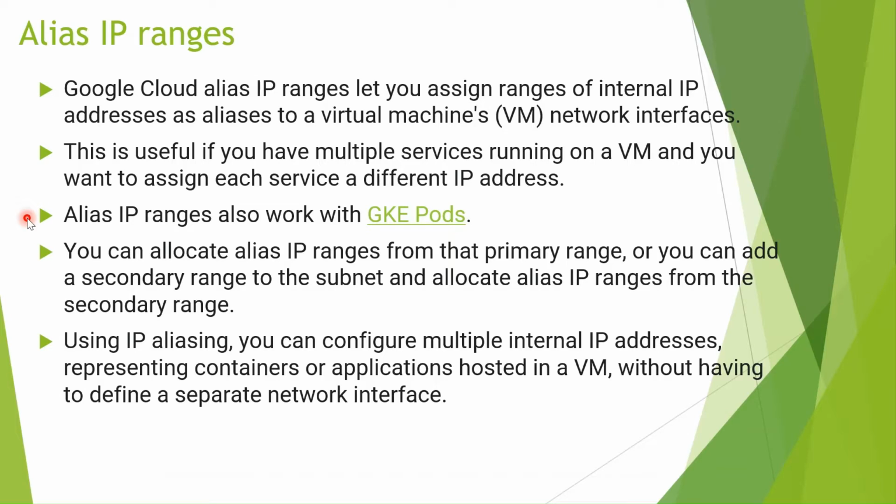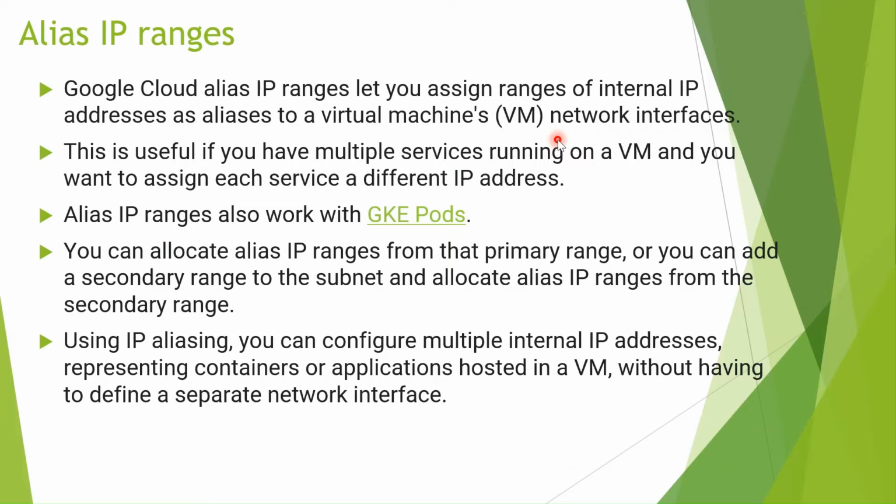Hi all, today we will talk about alias IP ranges in Google Cloud and we will see how we can create these IP ranges. So basically, Google Cloud alias IP ranges let us assign IP ranges of internal IP addresses as aliases to a virtual machine's network interface. Suppose you want to assign multiple IP addresses to a single network interface.